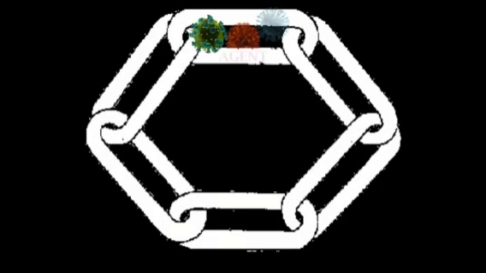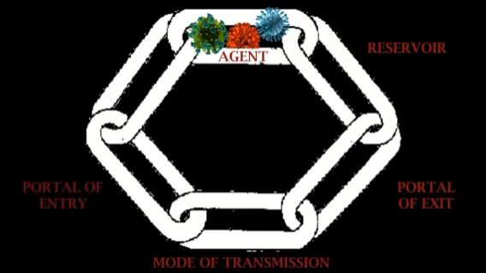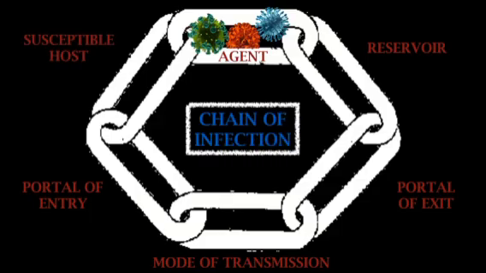Transmission occurs when the bloodborne pathogen leaves its reservoir or host through a portal of exit, is conveyed by some mode of transmission, and enters through an appropriate portal of entry to infect a susceptible host. This is sometimes known as the chain of infection. From an epidemiologic perspective, breaking this chain or eliminating one of the key links will reduce the rate of transmission.